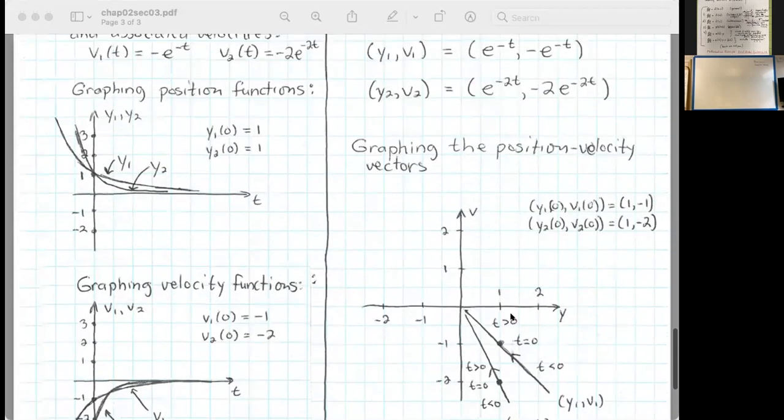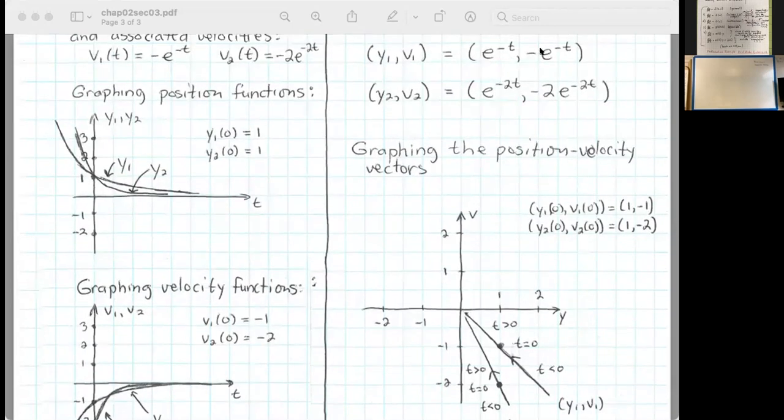Why do they combine? Because you could factor out an e to the minus t and be left with a vector (1, minus 1). You could factor out e to the minus 2t and be left with a vector (1, minus 2).